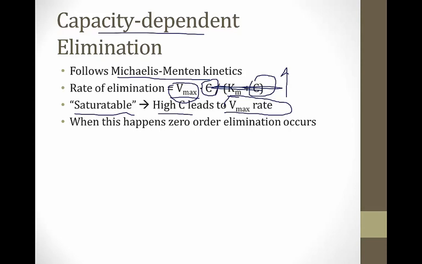So the most important thing to know about capacity-dependent elimination is that drugs which obey this type of elimination generally follow zero-order kinetics, and that's because when the concentration gets high enough, it saturates the enzymes, and then the rate of elimination will just be a straight line over time, like I showed you before, for zero-order kinetics.